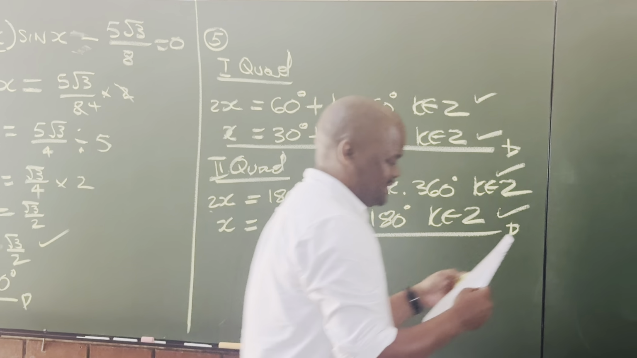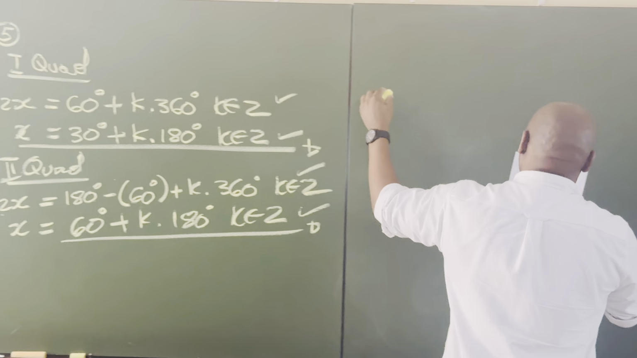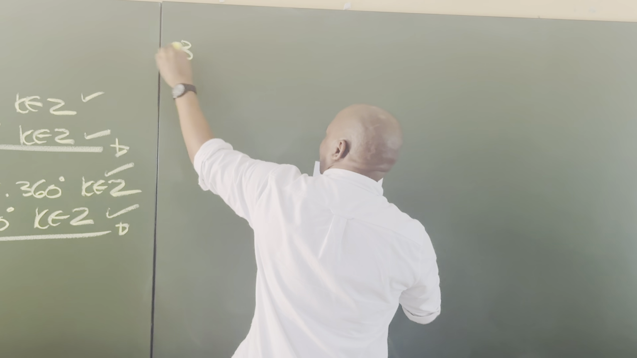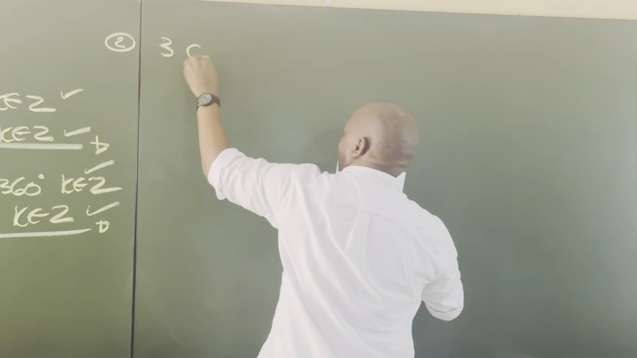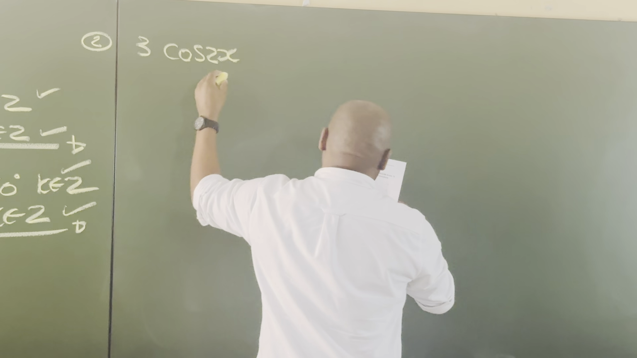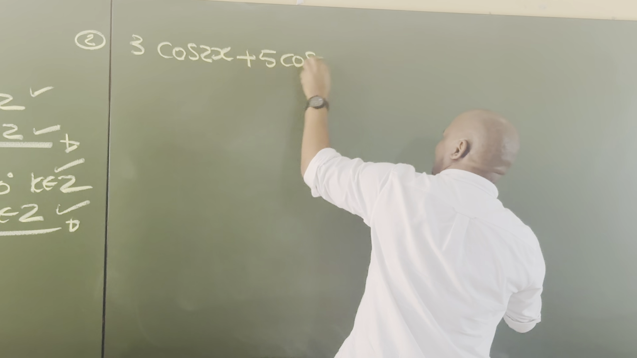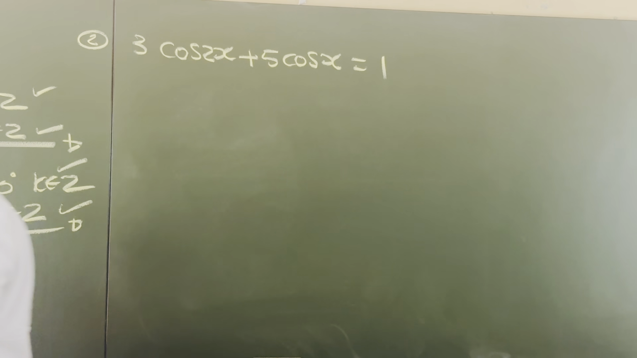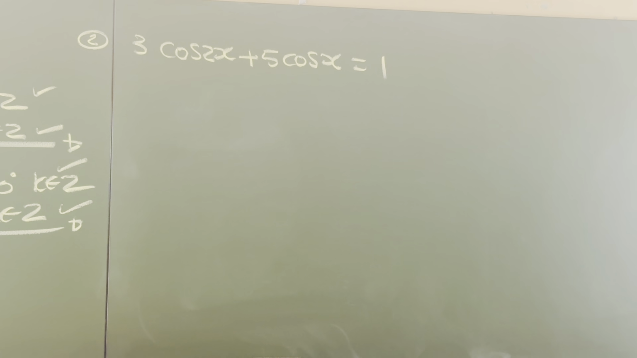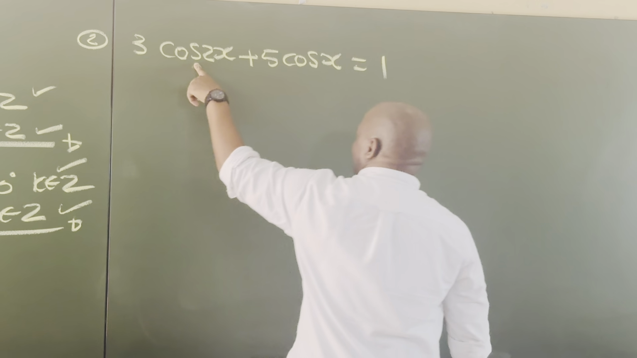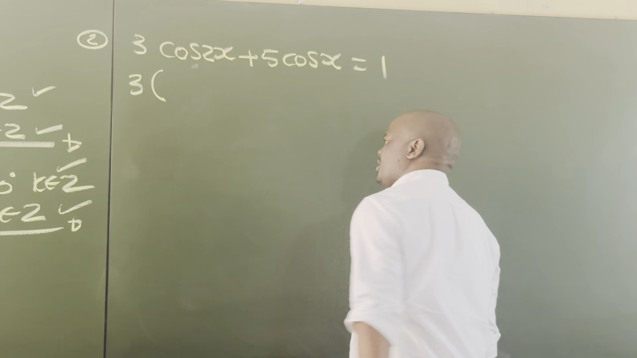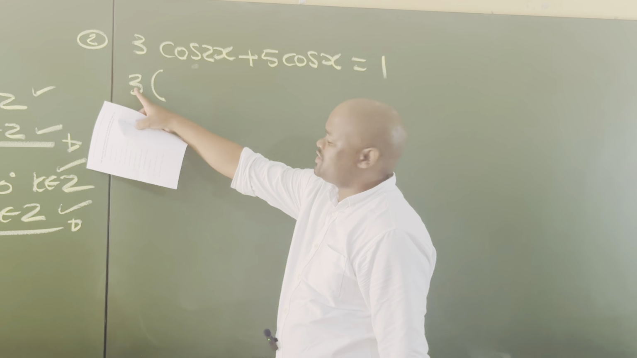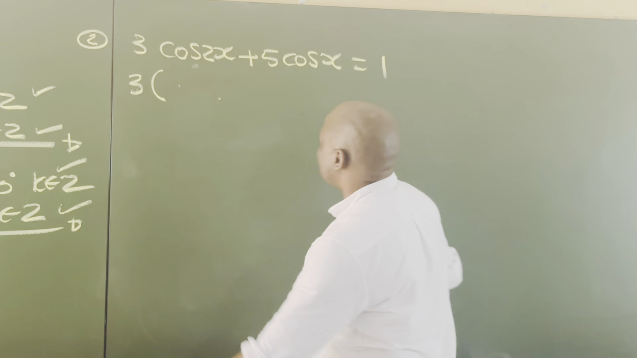Number 2, we have 3 cos 2x plus 5 cos x equals 1, for 7 marks. So how do we approach this one? We change cos 2x. But as we change cos 2x, you need to remember that you need to introduce the brackets, because the 3 will have to distribute. So where?